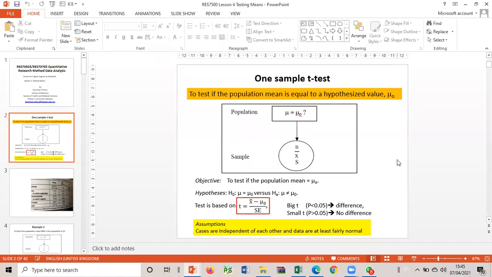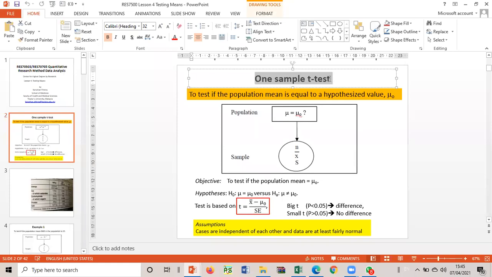Do one sample t-test, paired sample t-test, independent sample t-test, and one way ANOVA. All are common tests used for testing means, whether means are different or similar. Okay, number one, we start with the one sample t-test.